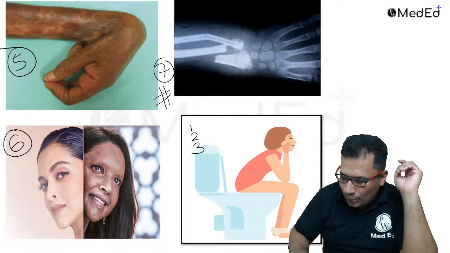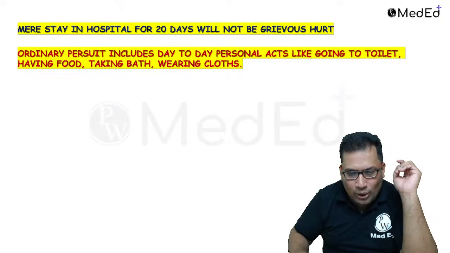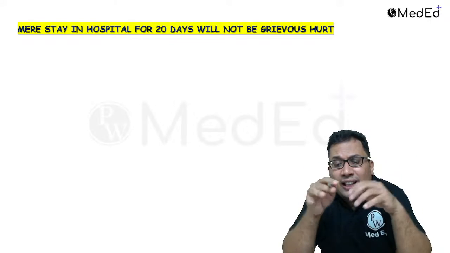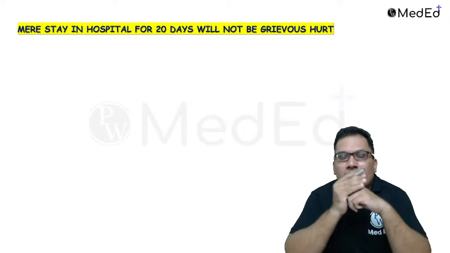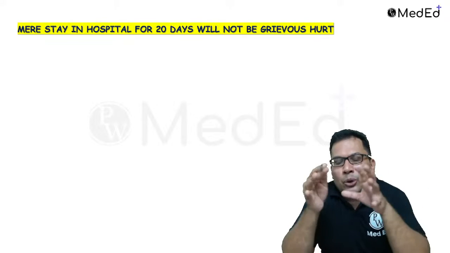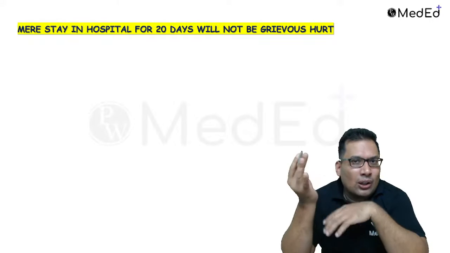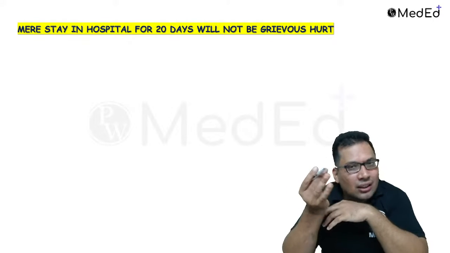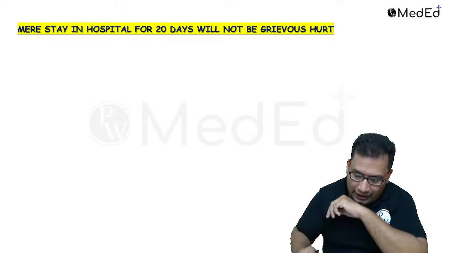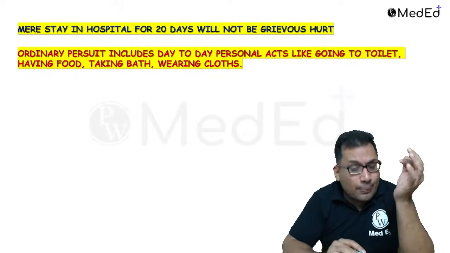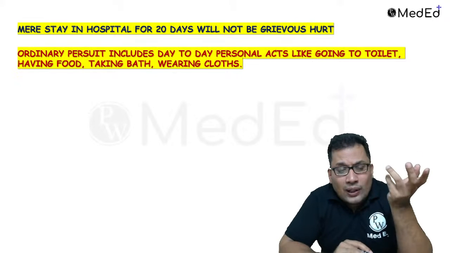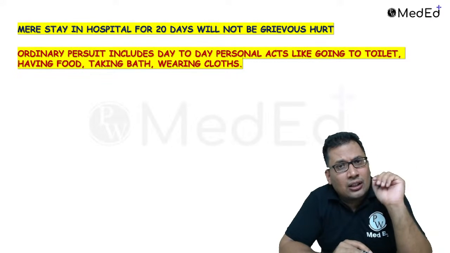So here are some important keywords. What are the important Viva questions? A person may stay in hospital for 20 days; that will not be grievous hurt. Simply being admitted in a hospital for about 20 days while doing all ordinary pursuits very easily can't be a grievous hurt. Ordinary pursuit means day-to-day activities. What are they? Going to toilet, having food, taking bath, wearing clothes.